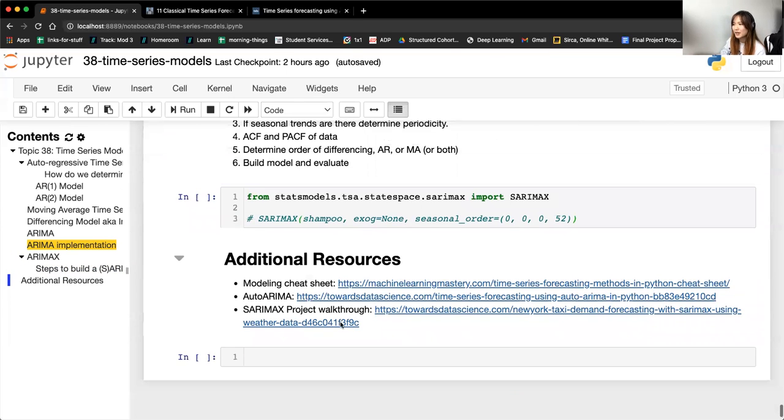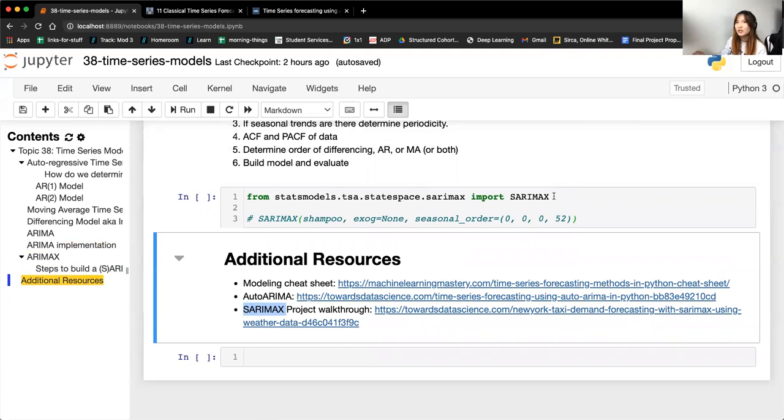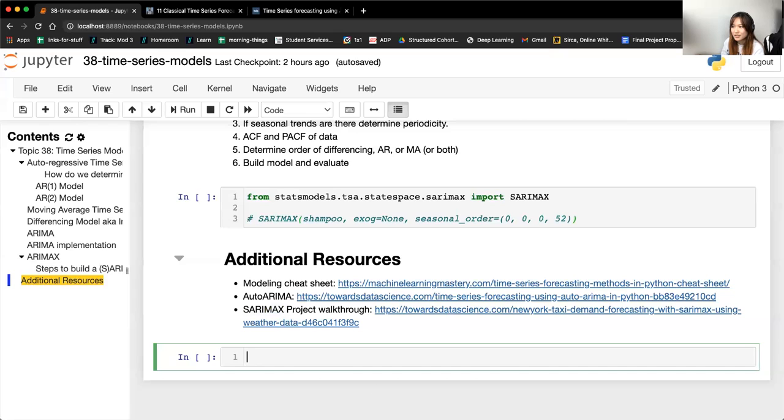And yeah, I talked about auto ARIMA that you can talk about. I know that SARIMAX actually only comes in the appendix, and I'm not even sure if they talk about exogenous variables, but here is a project walkthrough that I think will be helpful for those of you who want to explore time series.